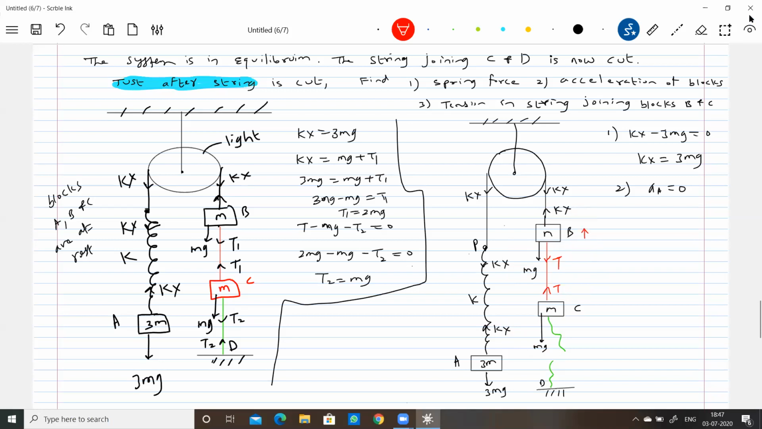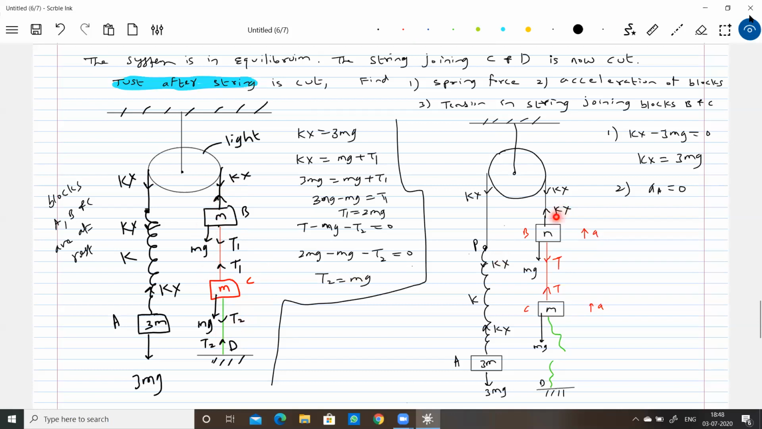Will they have the same acceleration? Next question. They're connected by a common string, so they must have the same acceleration. I'll put acceleration a. This we have to calculate. Got the idea? How to analyze? You have to look at this diagram. The kx was balancing mg and T2. This will become internal. So kx was balancing 2mg plus T2, and T2 was equal to mg. So kx was balancing earlier 3mg.